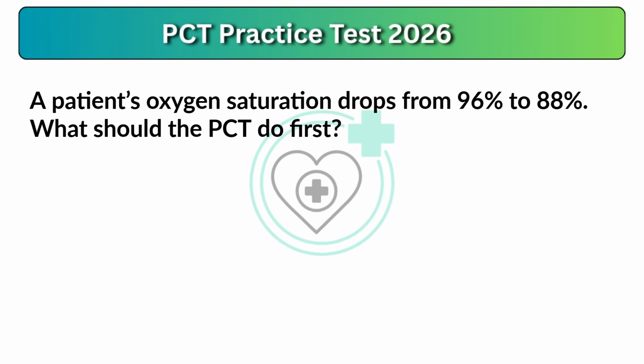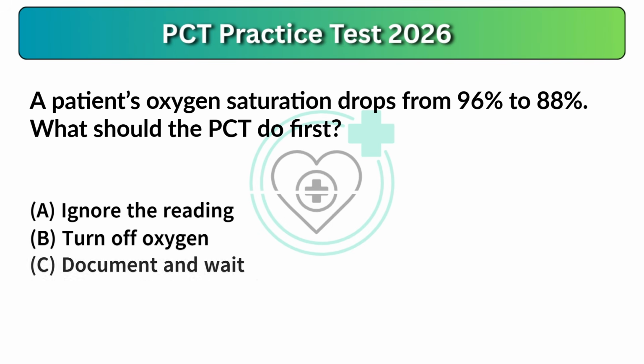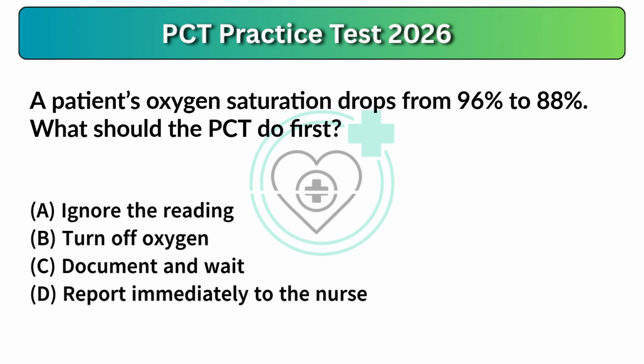A patient's oxygen saturation drops from 96% to 88%. What should the PCT do first? A. Ignore the reading. B. Turn off oxygen. C. Document and wait. D. Report immediately to the nurse.